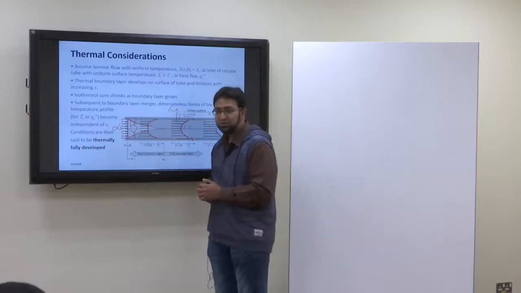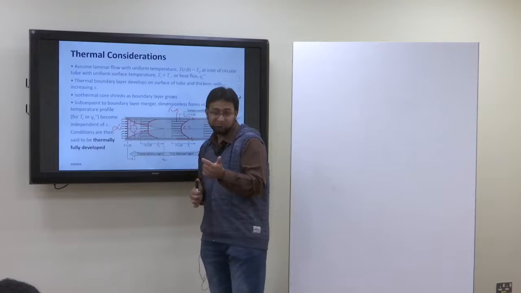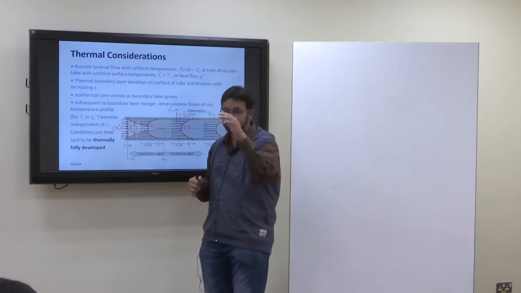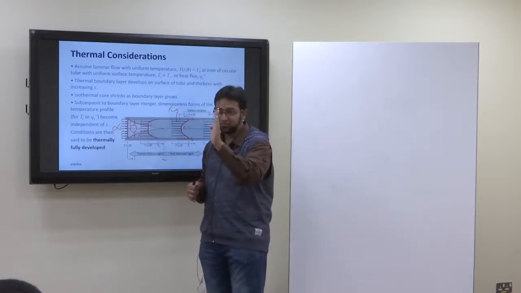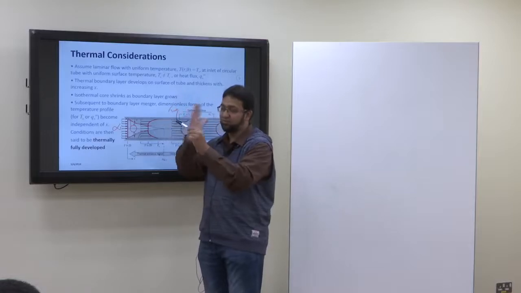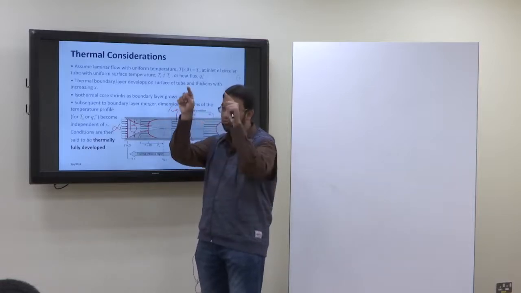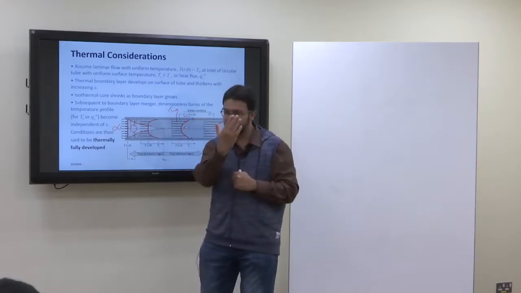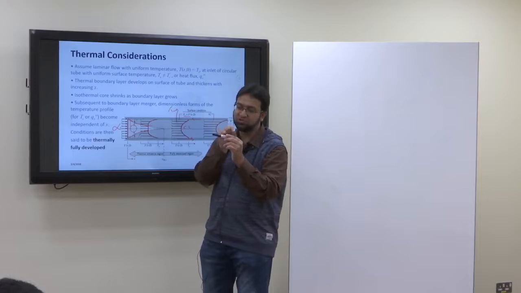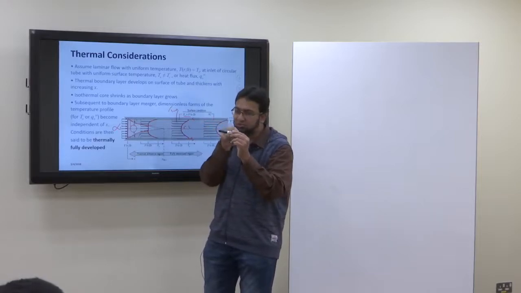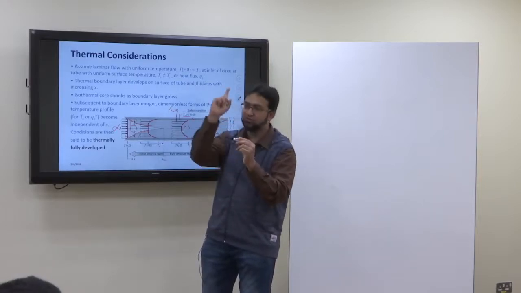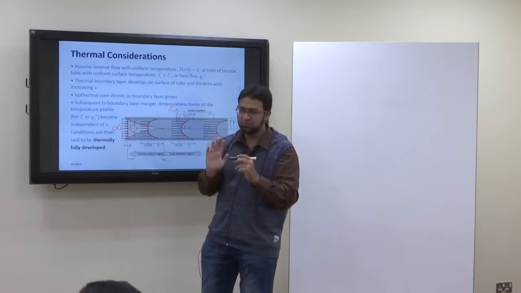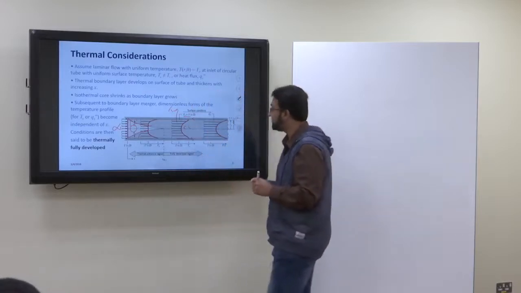Whenever we say T mean, it means that there is variation in the temperature at that one section. If I cut a section of the pipe, within that section you will find different temperatures at different points. But we take the mean of it because we want one temperature at one cross section. So that's the mean temperature.